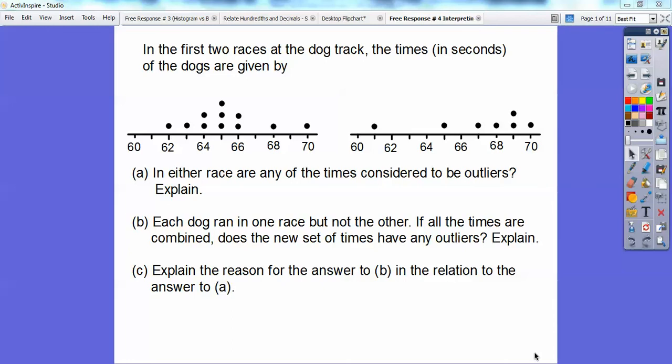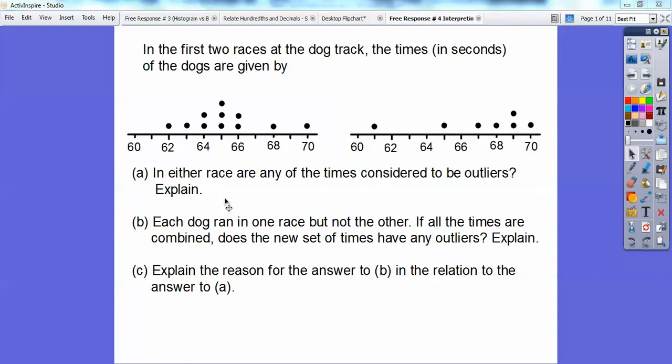This is interpreting dot plots and IQRs and outliers and all that stuff. So here we have two dot plots. In the first two races at the dog track, the times in seconds for the dogs are given by a race here and a race here. The first question is asking, in either race, are any of the times considered to be outliers?